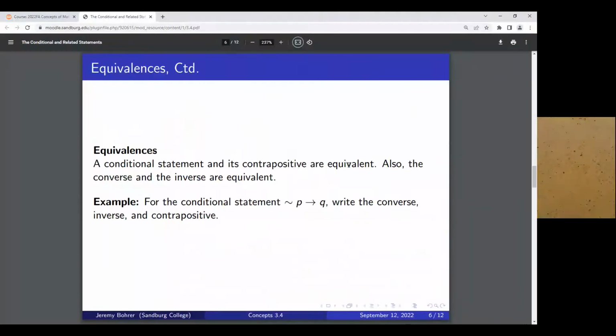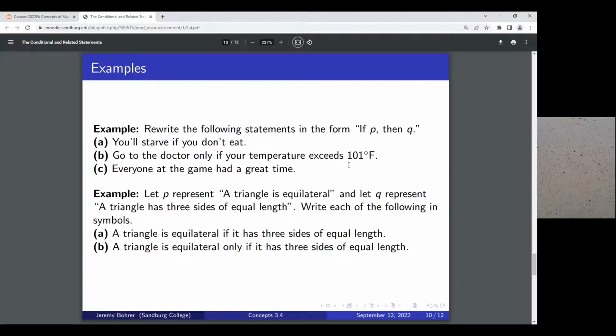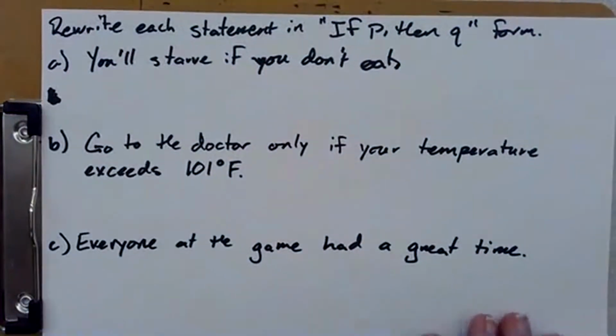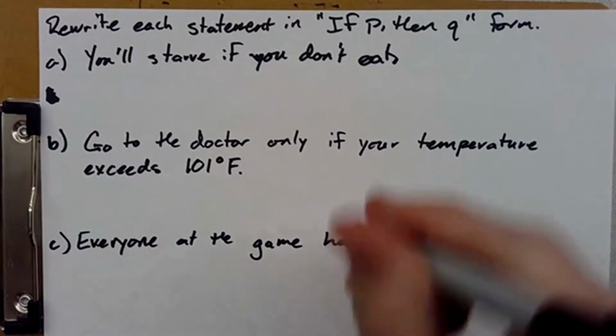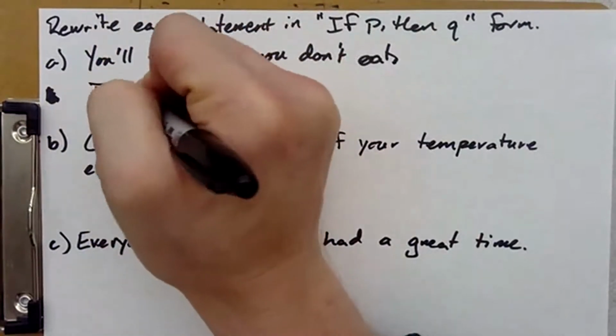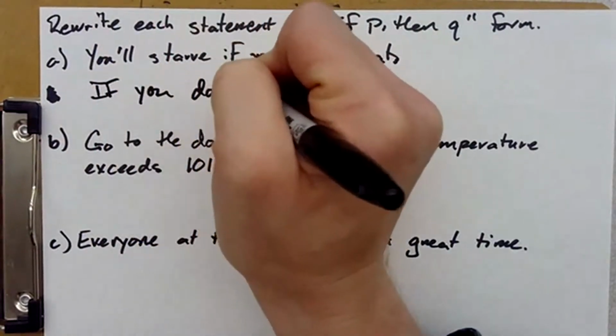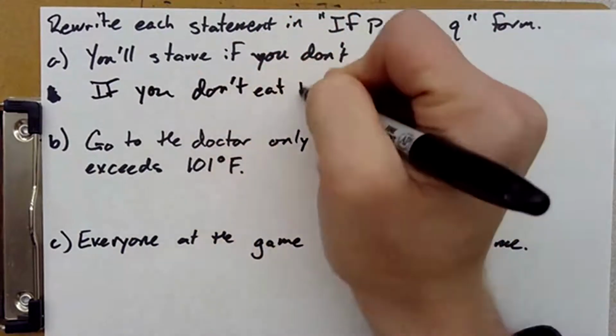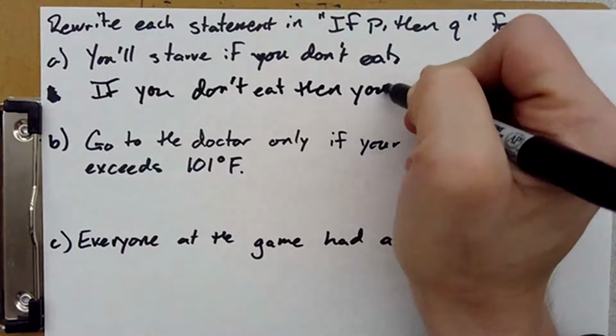We move on to the statements. Oh, that's the wrong one. We want to rewrite these statements in the form if P then Q. We got a couple problems on this page, so we'll start there. Okay, so you'll starve if you don't eat. We want to write this in the form if P then Q. If you don't eat, then you'll starve.